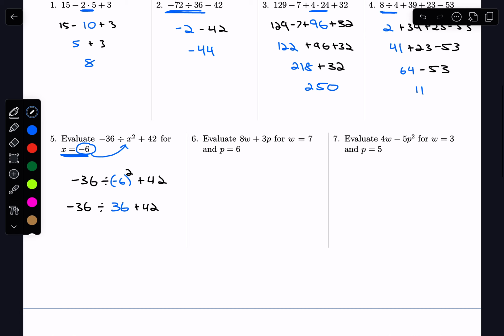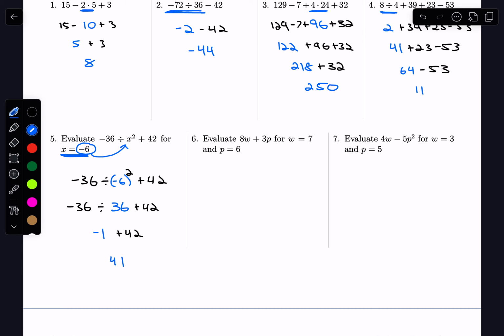All right, now I can do the division. So -36 divided by 36 gives me a -1, and I still have a plus 42 in the back. And so I just add these together to get 41. Okay, notice we were still following the order of operations. Once we got past the exponent, then we did the division before the addition.